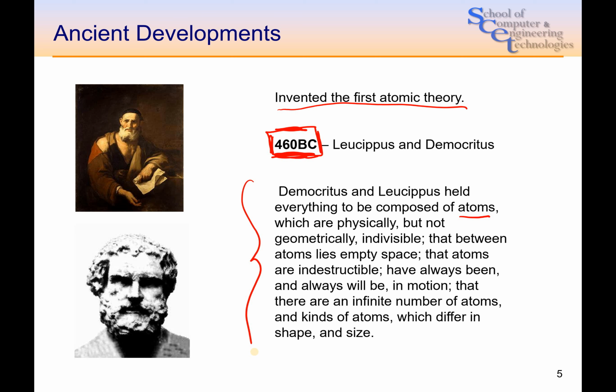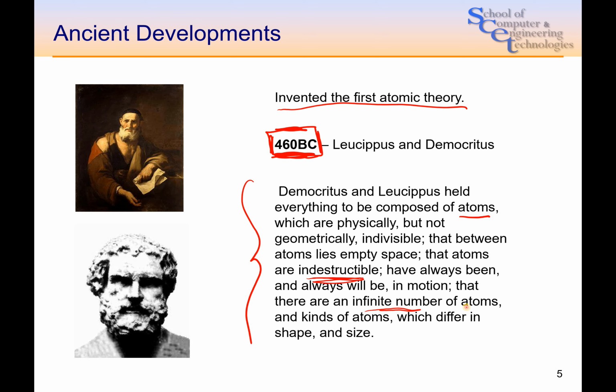What's not right? Well, everything is composed of atoms, which are physically but not geometrically indivisible. Well, we can divide them, right? We get a big bang when we do. Between atoms lies empty space. Yeah, pretty much. Atoms are indestructible. Like I said, yeah, we can destroy them. It's pretty powerful. Have always been and always will be in motion. Well, that's true unless we're at absolute zero, which is the coldest it could possibly ever be, theoretically, which can't really happen.